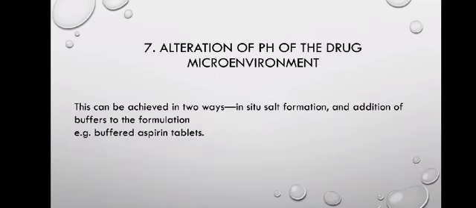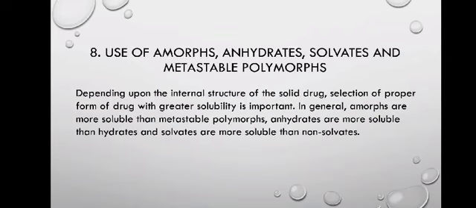7. Alteration of pH of the drug microenvironment. This can be achieved in two ways: in situ salt formation and addition of buffers to the formulation. 8. Use of amorphs, anhydrates, solvates and metastable polymorphs depending upon the internal structure of the solid drug. Selection of proper form of drug with greater solubility is important.